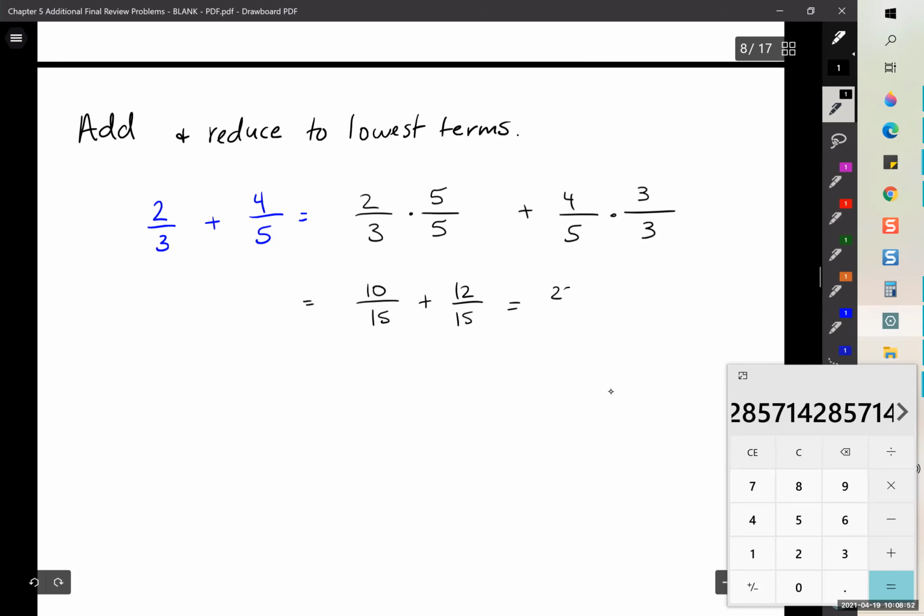And y'all agree with 22 over 15? Now 22 is divisible by 2 and 11. 15 is divisible by 3 and 5. There's nothing in common there, so it is in lowest terms. It doesn't have to be simplified further.